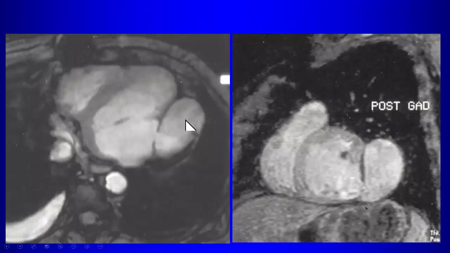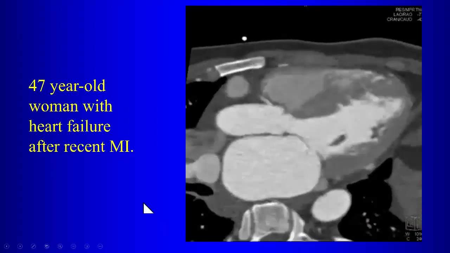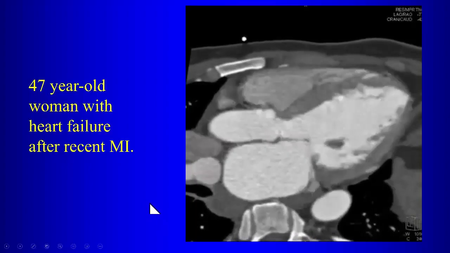Here's another example on MR. You can see that all of this is blood pool that is being contained here by pericardium, that there's a perforation there within the myocardium. So a false aneurysm is a contained myocardial perforation, okay? So here's our next case. This is a 47-year-old woman with heart failure after recent myocardial infarction.